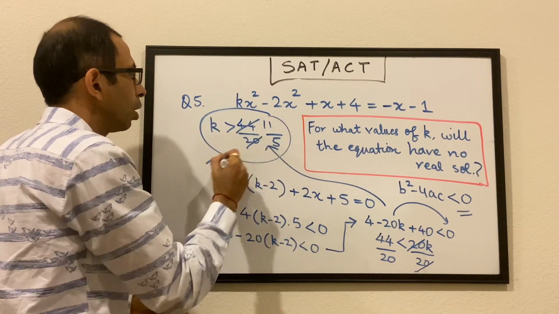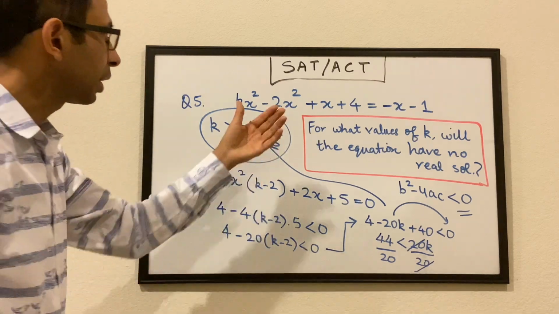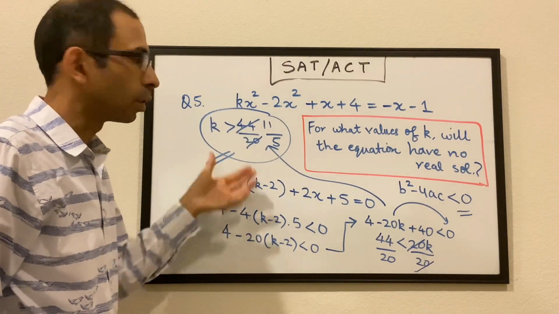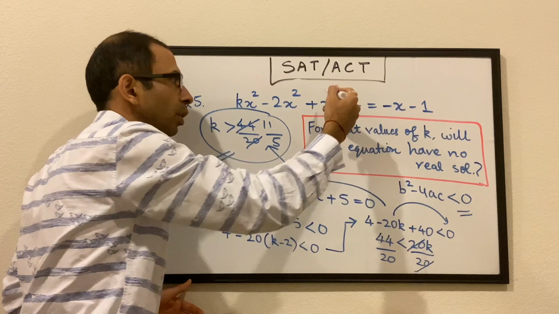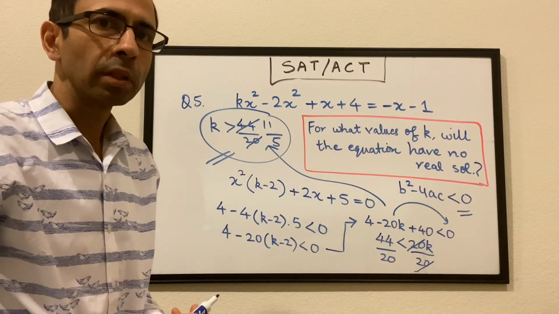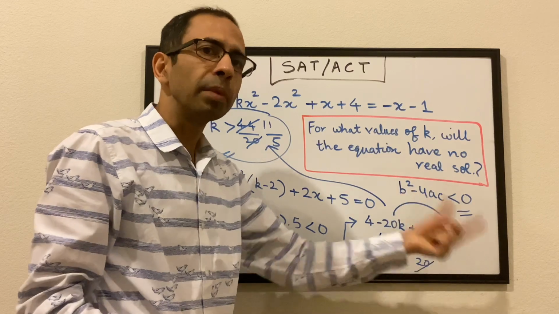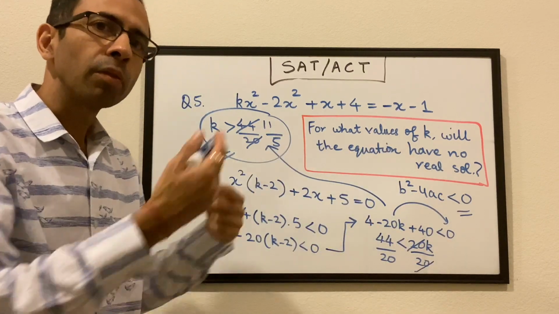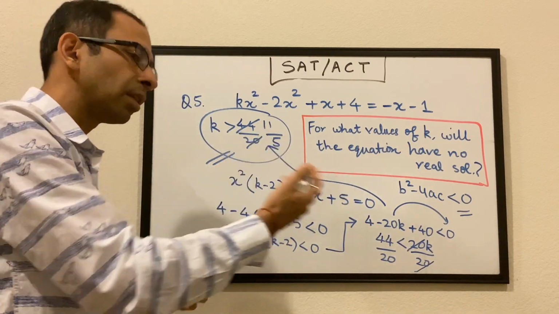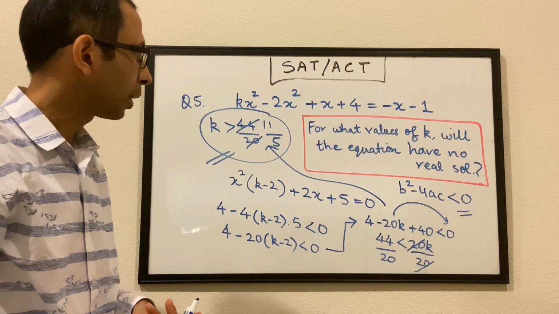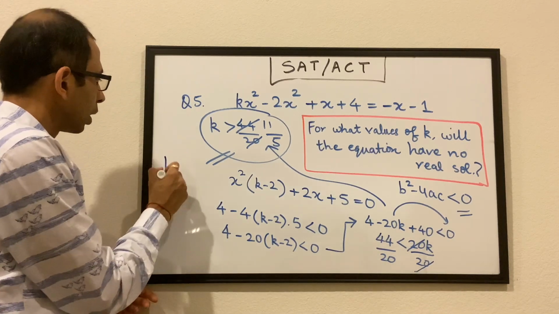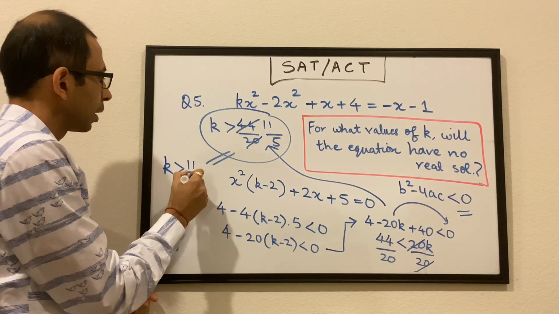So basically all values of k which are greater than 11 over 5, for those values this quadratic equation will not have any real solutions, because for those values of k the b squared minus 4ac will become negative and hence the square root of the negative number is imaginary and hence the solutions will become imaginary, right? So k is greater than 11 over 5.